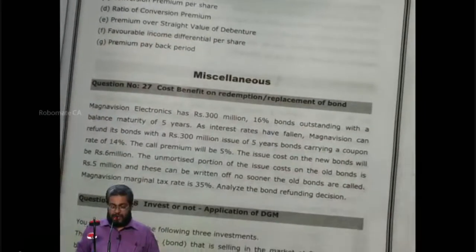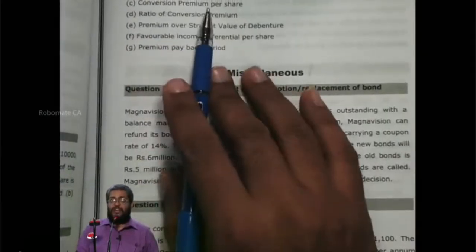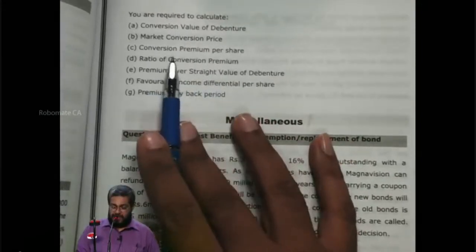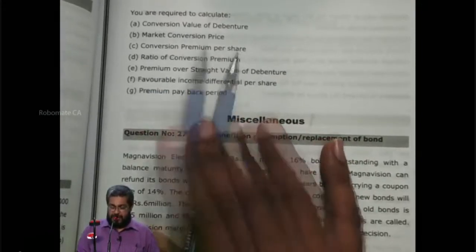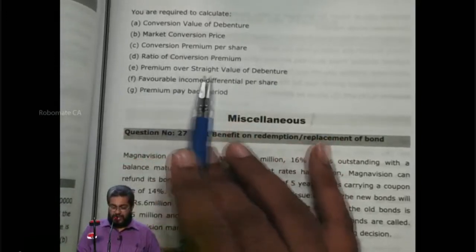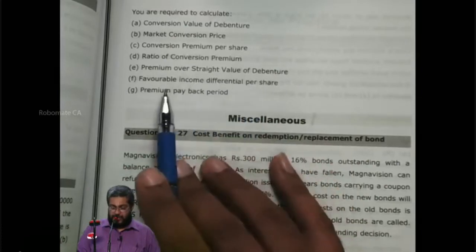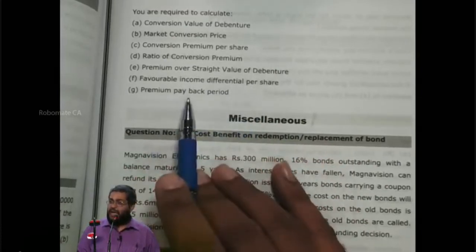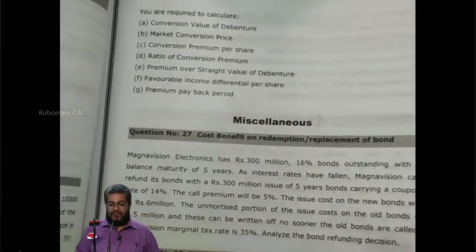You are required to calculate conversion value of debentures, market conversion price, conversion premium per share, ratio of conversion premium, premium over straight value of debenture, favorable income differential per share, and premium payback period. This is all the question which has been asked.